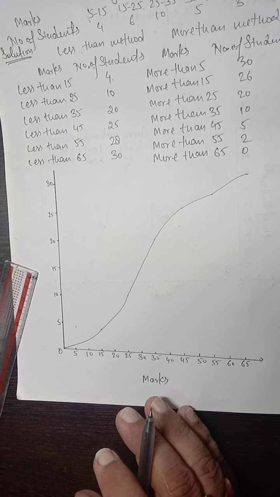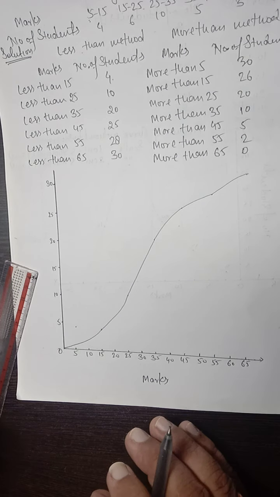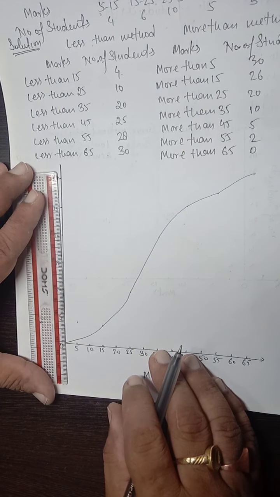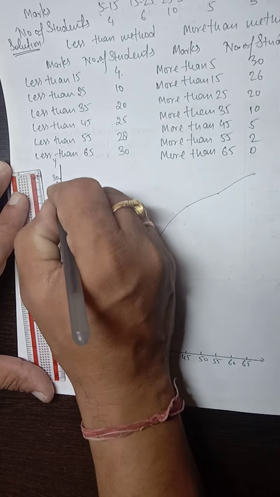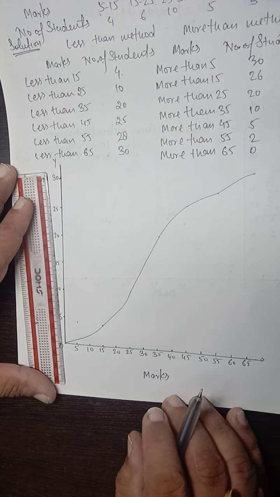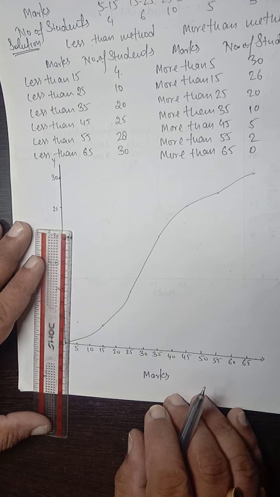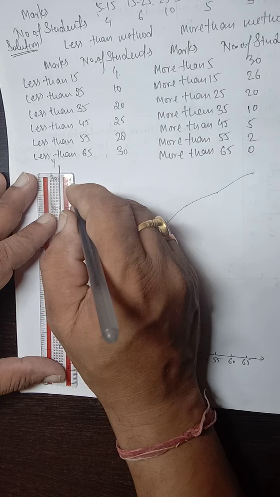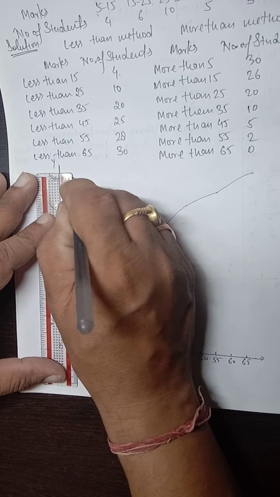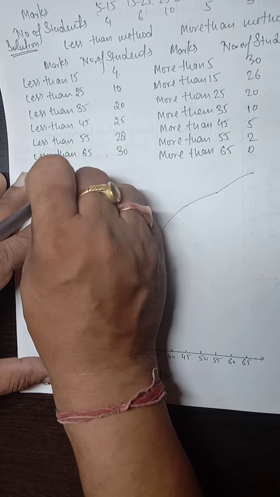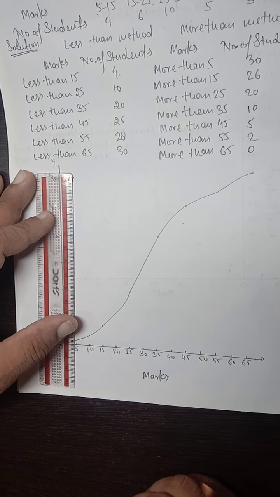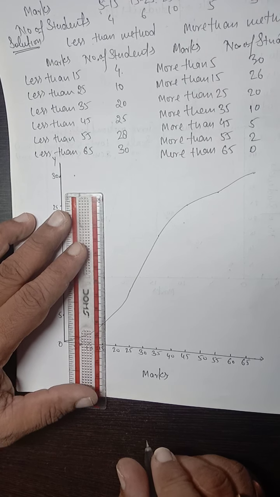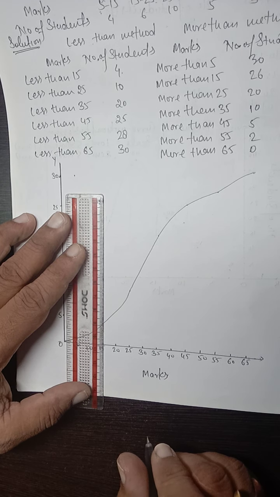Now in the same way as we have gone for the less than, we have to go for the more than. So more than 5 is 30. Directly we have to put it on the y-axis. 30 we have to mark here. So this will be marked here. This is the point where we'll mark. Next one, more than 15, that is 26. It will be plotted here.